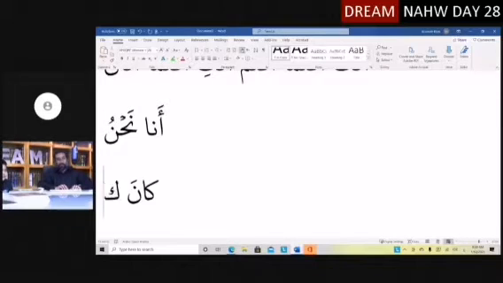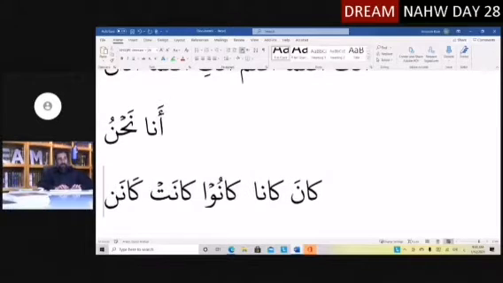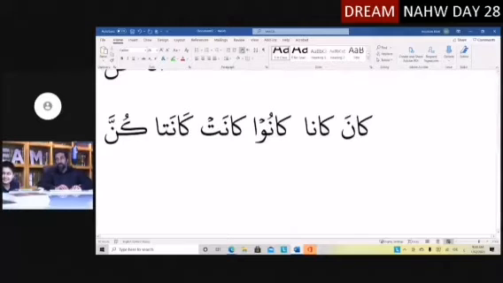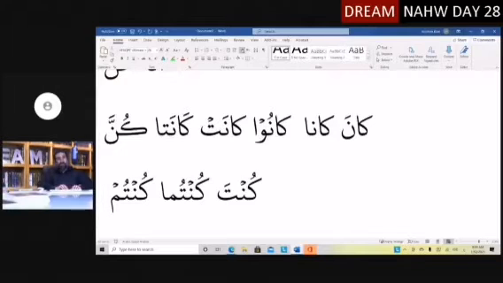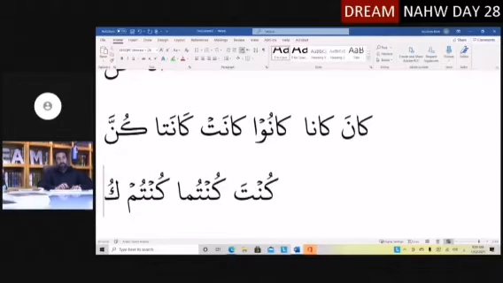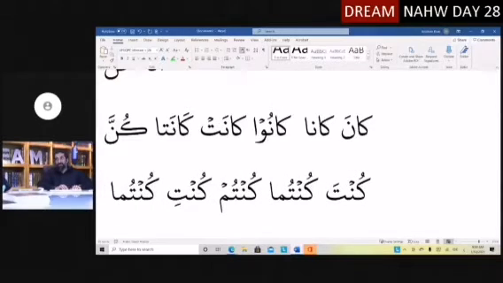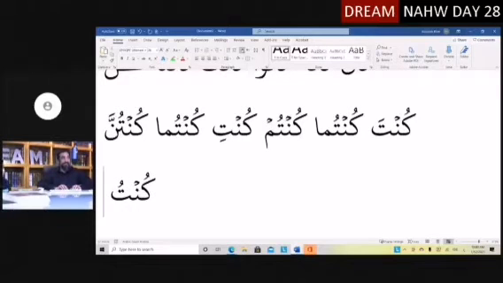Huwa kana. Huma kana. Hum kanu. Hiya kanat. Huma kanata. Hunna kunna. Anta kunta. Antuma kuntuma. Antum kuntum, you always forget that one. It's like an age-old thing. Anti kunti. Antuma kuntuma. Antunna kuntunna. Ana kuntu. And nahnu kunna.